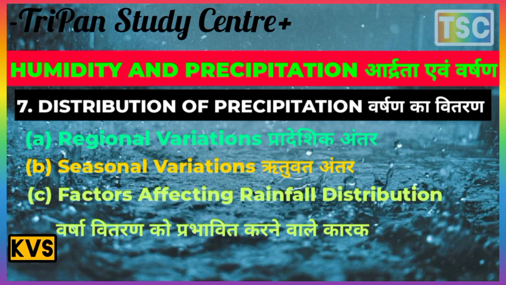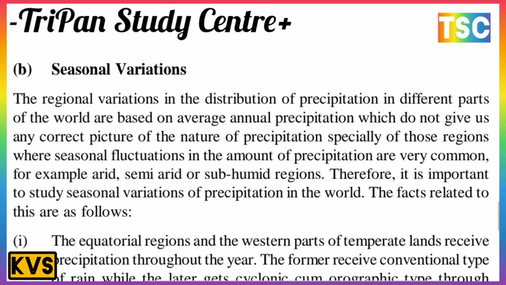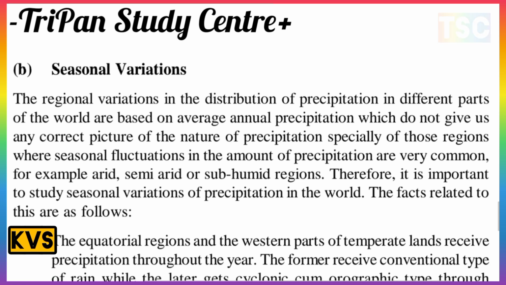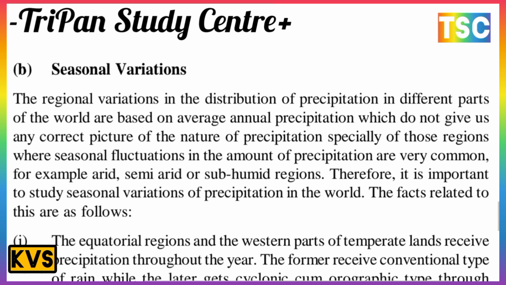The regional variation in the distribution of precipitation in different parts of the world is based on average annual precipitation. It does not give us a correct picture of the nature of precipitation, especially in those regions where seasonal fluctuation in the amount of precipitation is very common, for example arid, semi-arid and sub-humid regions. Therefore, it is important to study the seasonal variation of precipitation in the world.